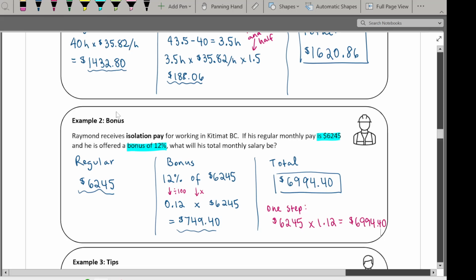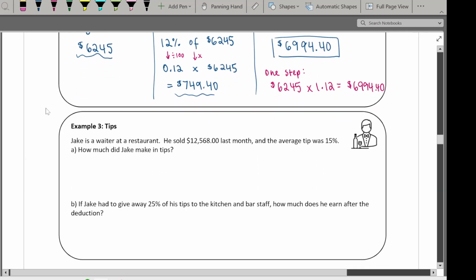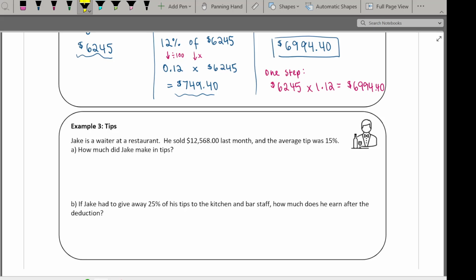Okay, let's move on to example 3. Tips, really common in the service industry, right? So let's read this example. It says, Jake is a waiter at a restaurant. He sold $12,568 last month. The average tip was 15%. How much did Jake make in tips? So again, we want to do the percent of a number here. 15% of $12,568.